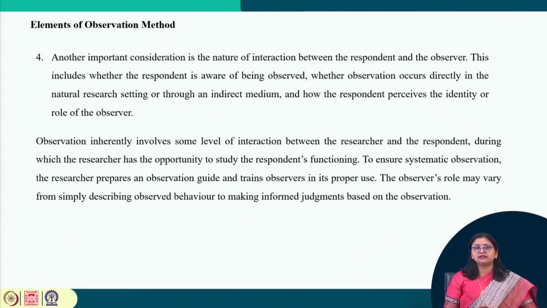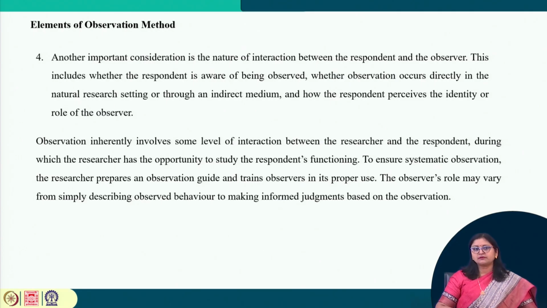The fourth element is another important consideration: the nature of interaction between the respondent and the observer. This includes whether the respondent is aware of being observed, whether observation occurs directly in the natural research setting or through an indirect medium, and how the respondent perceives the identity or the role of the observer. So, observation inherently involves some level of interaction between the researcher and the respondent, during which the researcher has the opportunity to study the respondent's functioning.